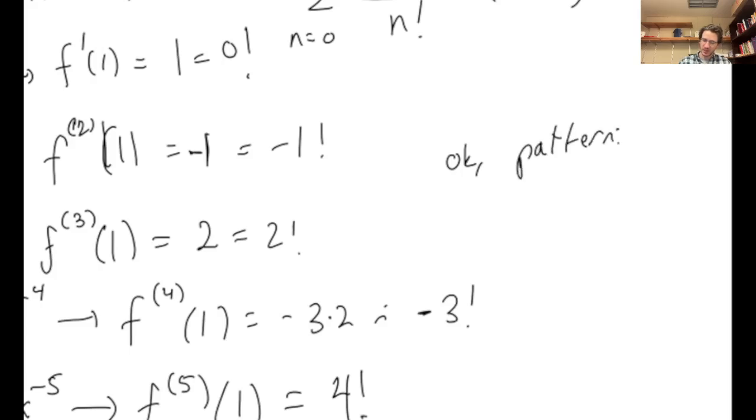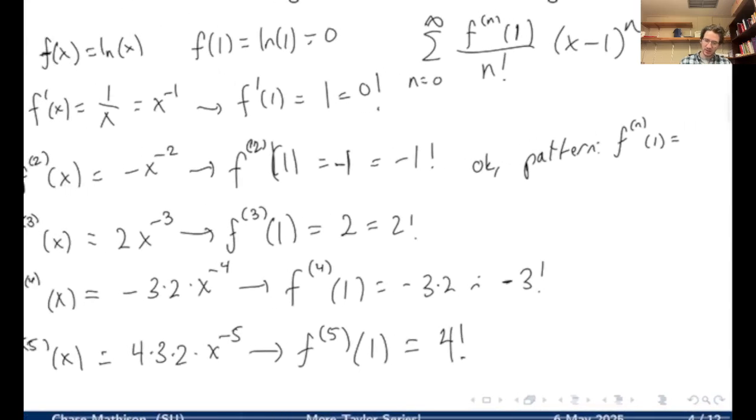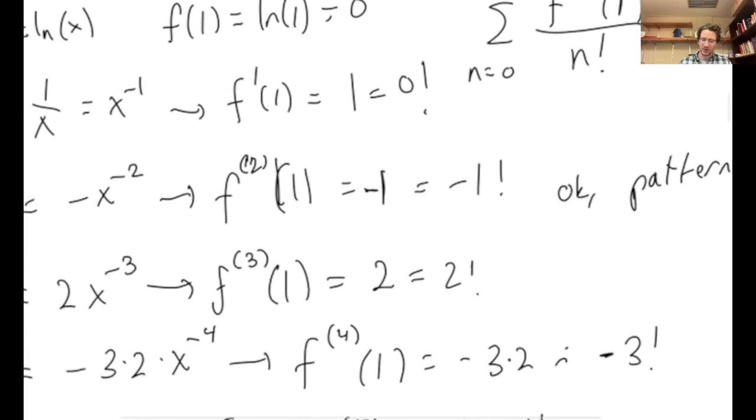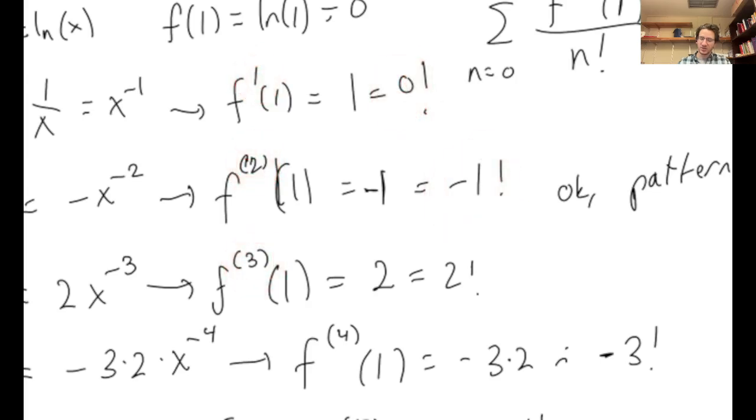is that the nth derivative of f at 1 is, well, there's kind of two things going on. The first derivative gave me 0 factorial. Second derivative gave me negative 1 factorial. Third derivative gave me 2 factorial. So it seems like for all of these, the number of derivatives shows up here, but minus 1, right? Second derivative, 1 factorial, or minus 1 factorial. Third derivative, 2 factorial. Fourth derivative, minus 3 factorial.